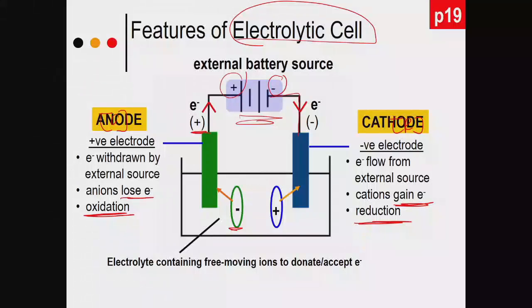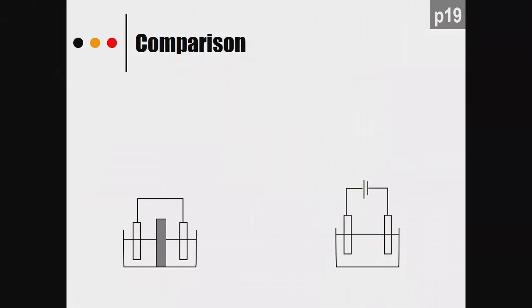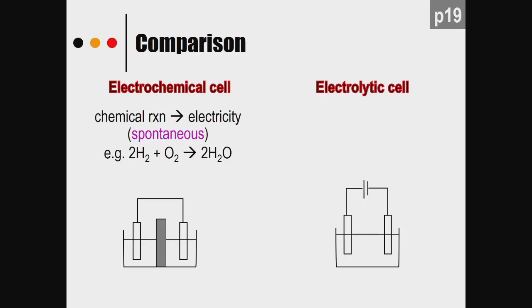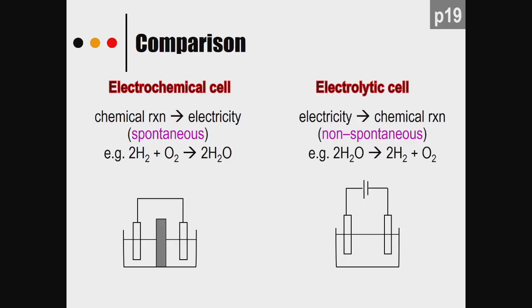Okay, so you realize from the table that you see here, the polarity of electrode for electrochemical cell and electrolytic cell are not the same for cathode and anode. So you cannot always remember that cathode must be positive or anode must be positive.